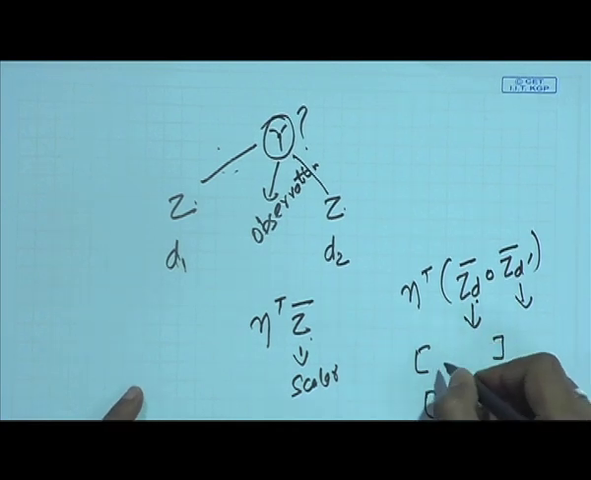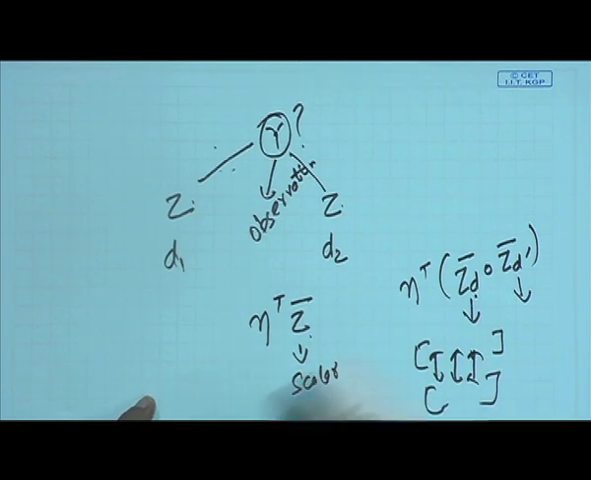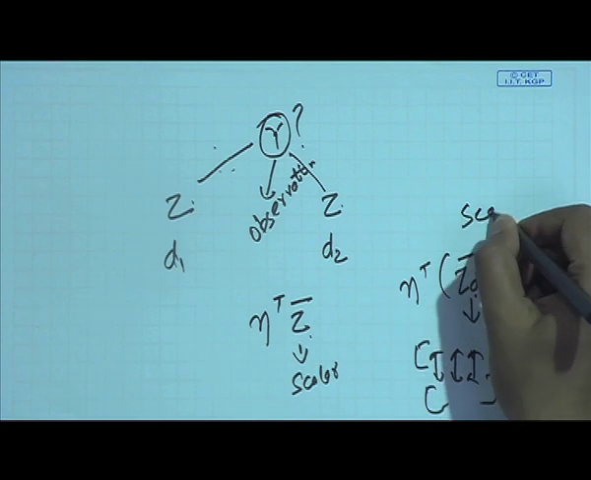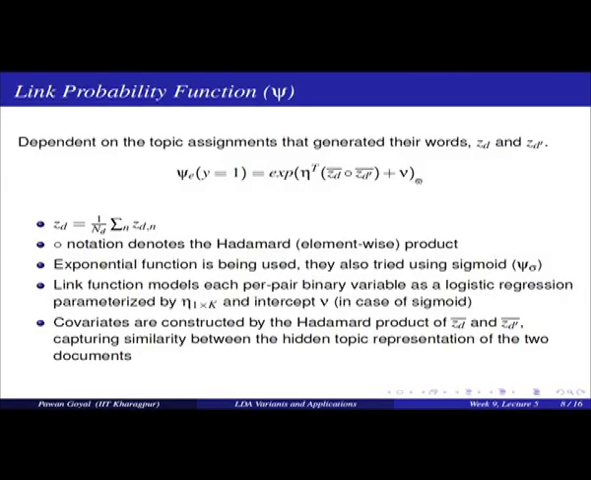Hadamard product is nothing but element-wise product. So you multiply this element with this element with this element, and so on, and then you add it and multiply with eta transpose. So this will again give you a scalar, okay, and plus you might add some sort of bias. This is a bias here.